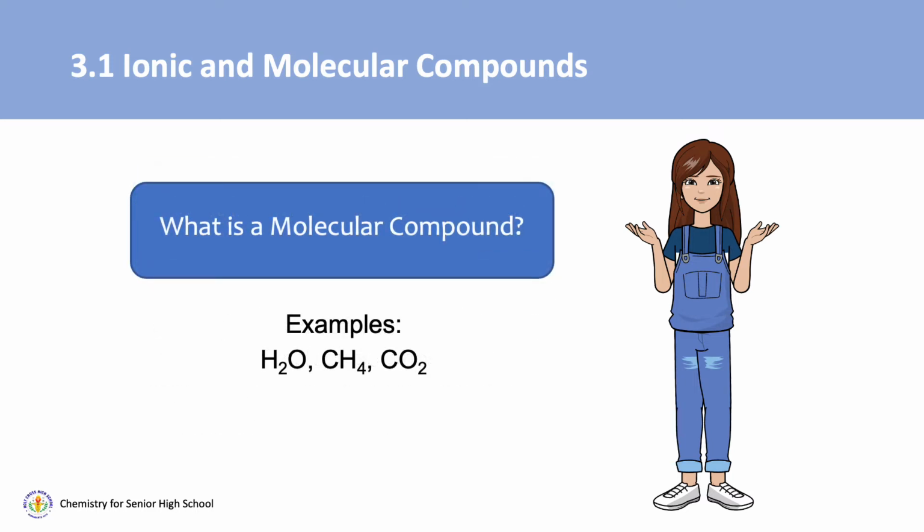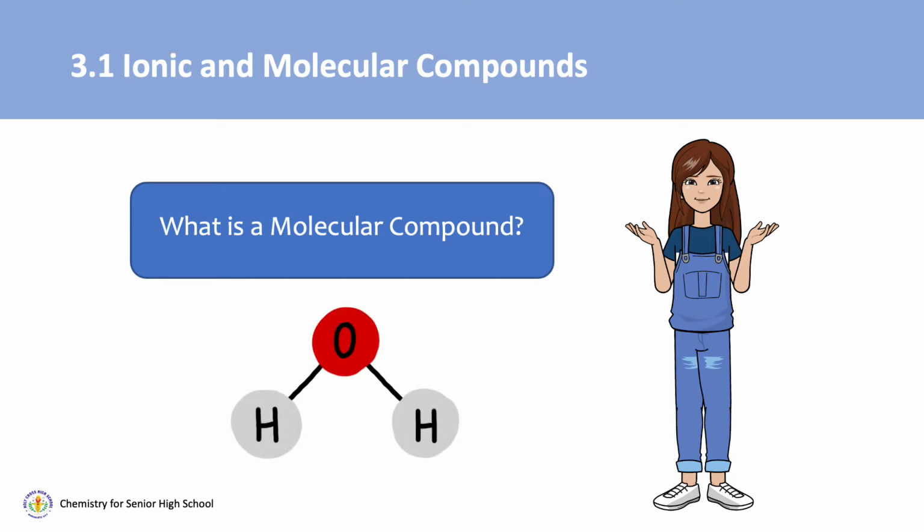Now that we know what molecular compounds are, let's move on to some examples. The first example that we have is H2O. This is a very common example of a molecular compound, as we know H2O is water. The second example that we have is CH4, which in other words is methane. And lastly, we have CO2, which is in other words carbon dioxide. Again, you can see on this illustration H2O. You see two hydrogen atoms and one oxygen atom bonded together to form H2O.